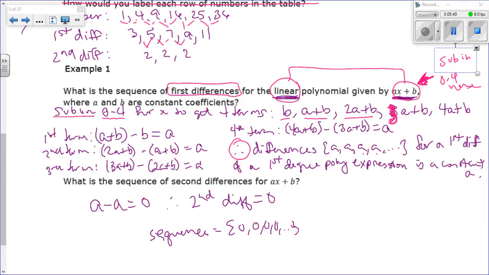Linear is a first degree because the exponent that we don't have there implies that it would be a 1 if it were written there. So what is the sequence of the second differences for ax plus b? Well, if all my terms are a, then I just subtract a minus a and get 0. So all my second differences are 0.